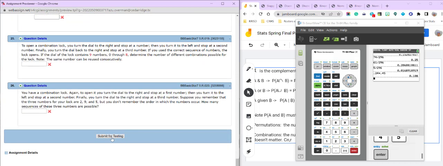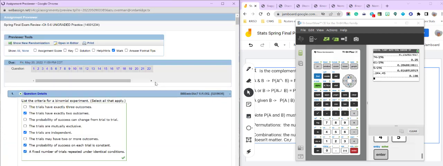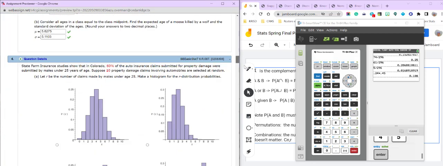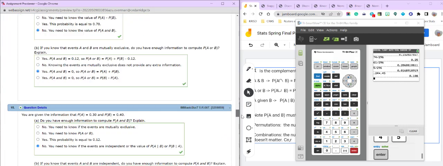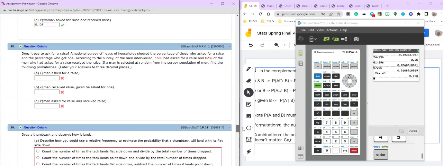We're almost done. Oh, look at that, we're almost there. Not as bad as you thought. It looks like a long review, I know. This is probably pretty rusty for you because this is the beginning of the semester.